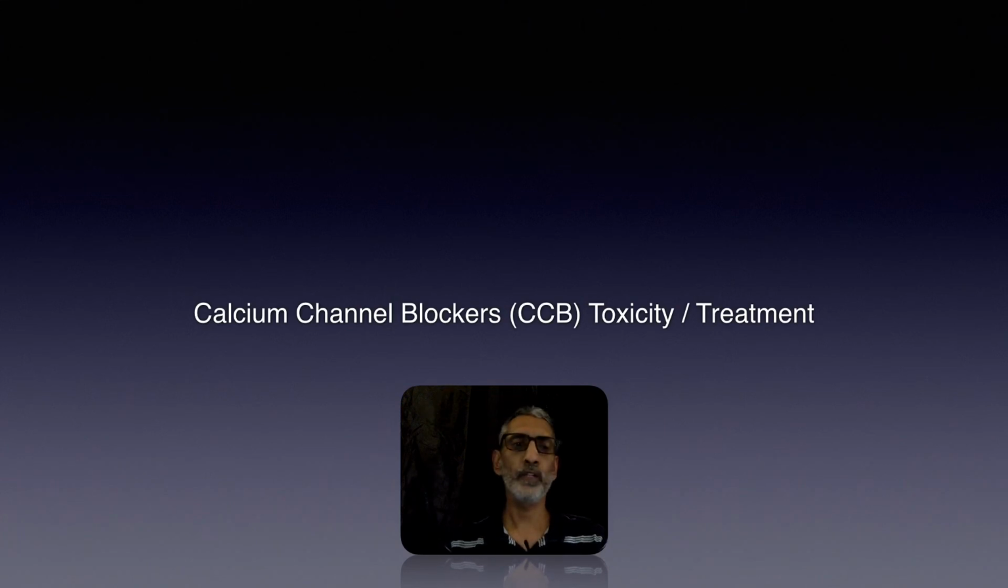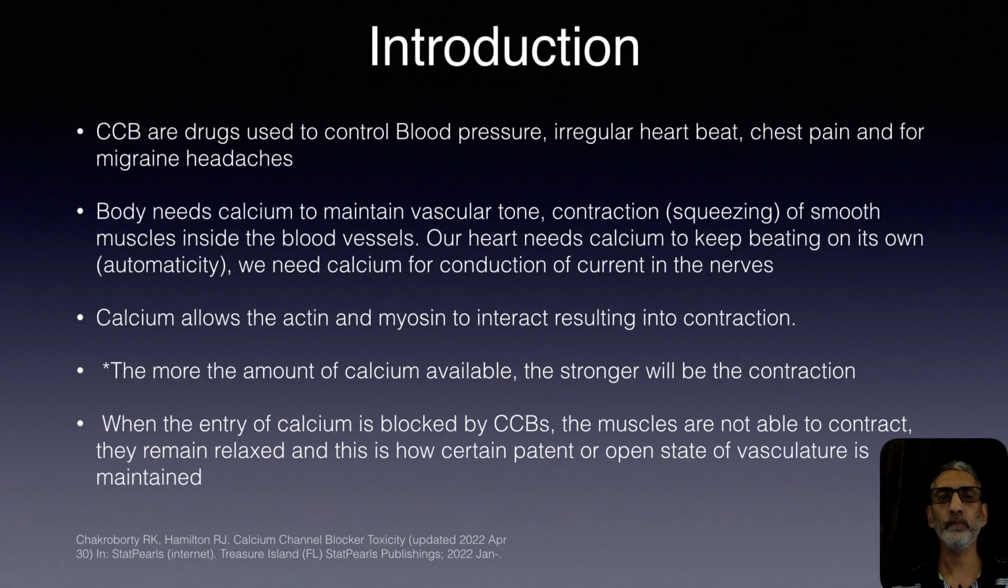Today we'll talk about calcium channel blocker toxicity and its treatment. Calcium channel blockers are used for the treatment of blood pressure, irregular heartbeat, and also to relieve chest pain and migraine headache. Calcium is needed for automatic beating of the heart, called automaticity, for the conduction of current along the nerves, for the squeezing or contraction of the muscles inside the blood vessel, and also to maintain a certain amount of tone inside the vasculature.